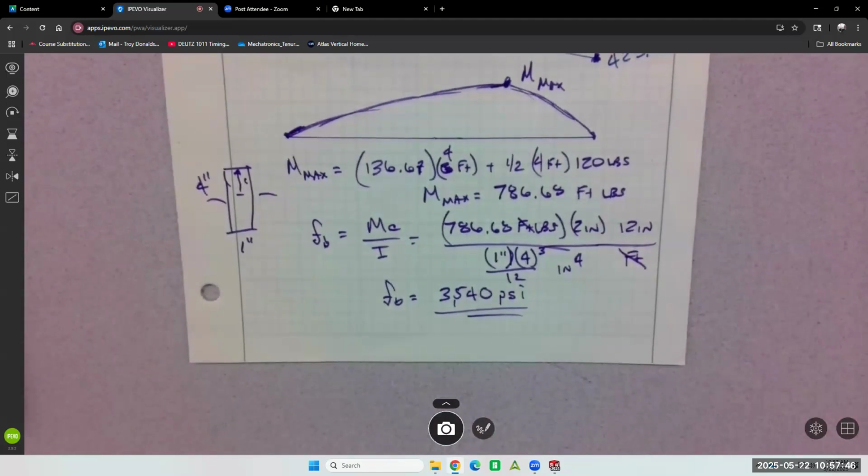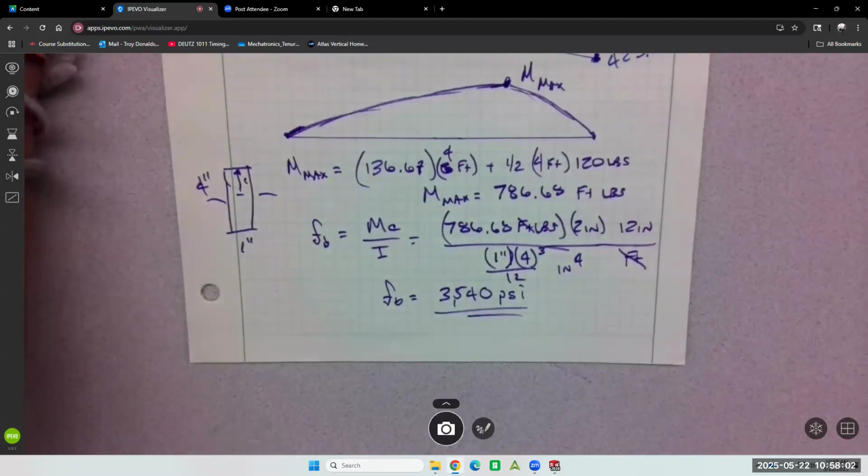So aluminum, what is that material for a yield? Looks like 35 KSI, 35,000. So we're good. Let's see what SolidWorks came up with.